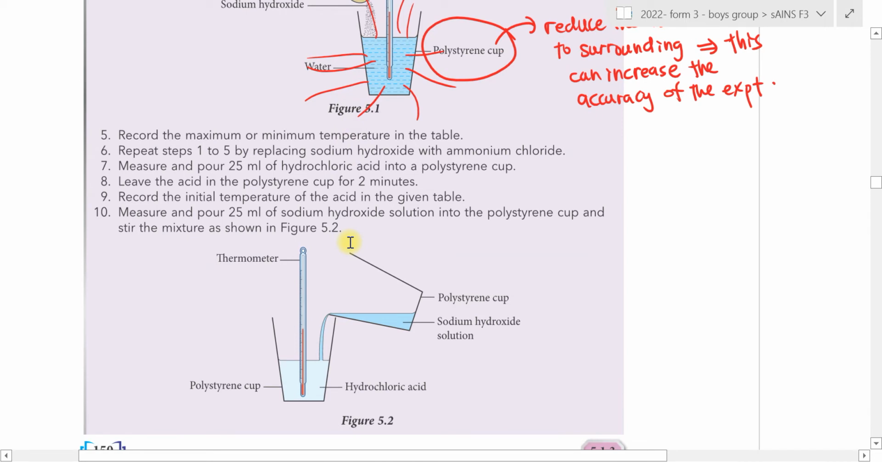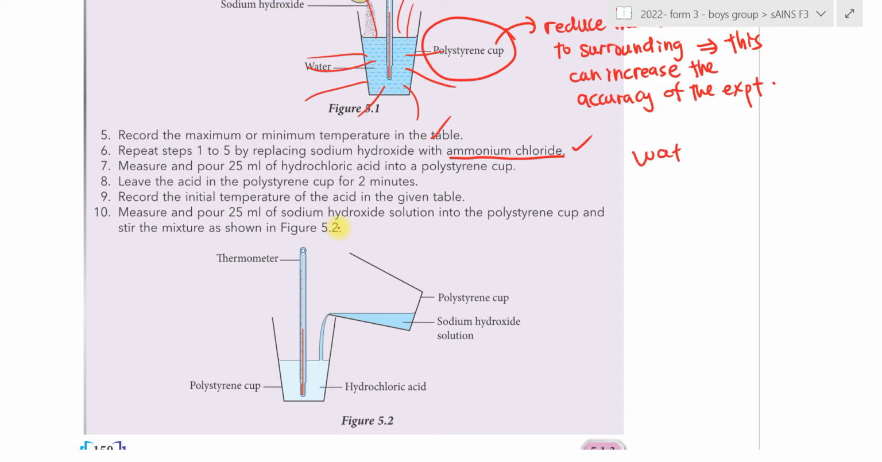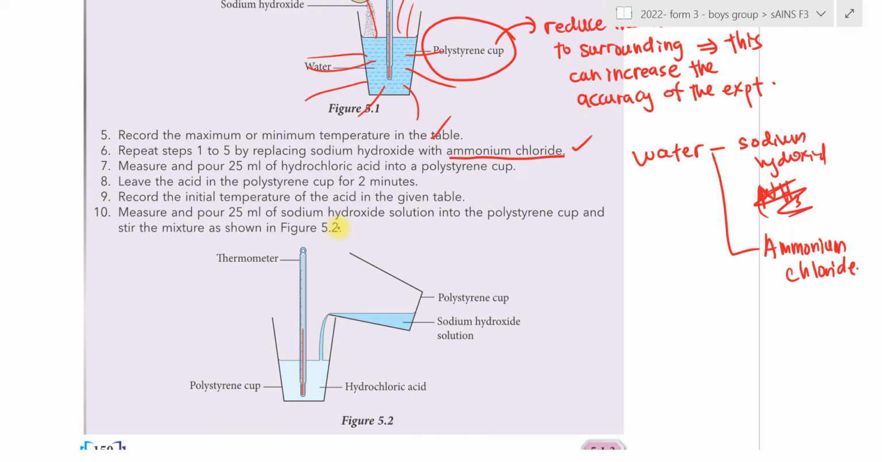So repeat step 1 and 5, replacing sodium hydroxide with ammonium chloride. The ones we want to test with water are sodium hydroxide and also ammonium chloride. Sorry, let me go and write the formula for ammonium chloride. Next, the other remaining chemical substances we want to put inside the acid, not water.